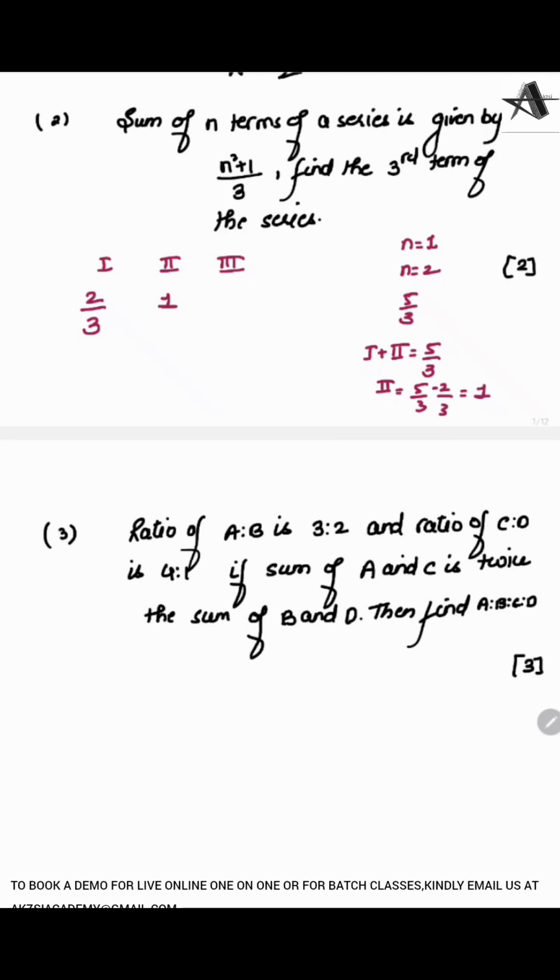For the third term, put n is equals to 3, that will be 10 over 3. So 10 over 3 is the sum of first plus second plus third. So I can say 2 over 3 plus 1 plus the third term is equals to 10 over 3. So I can say the third term will be 10 over 3 minus 5 over 3. Ultimately, we'll get 5 over 3. So the final answer is 5 over 3 is the third term.